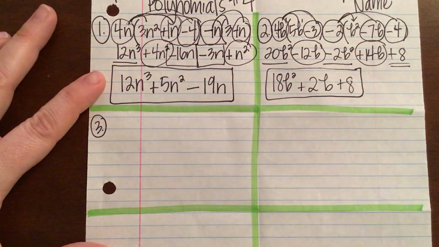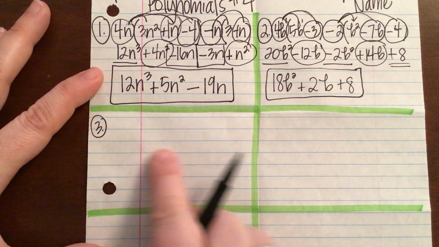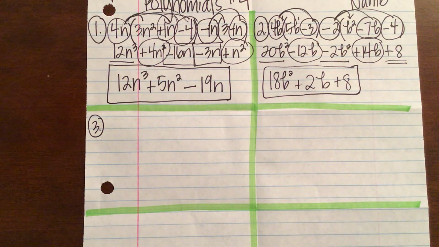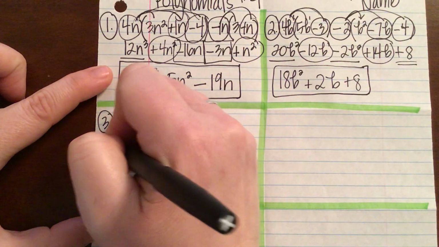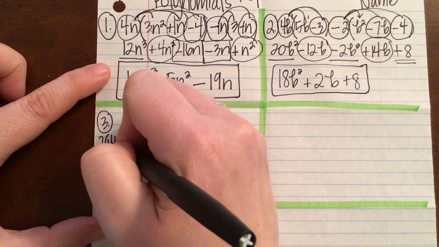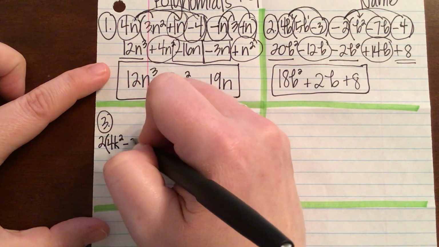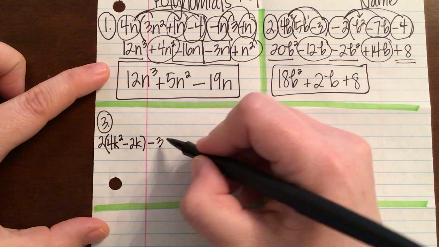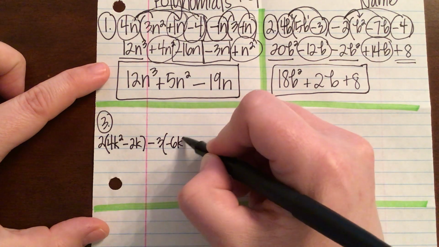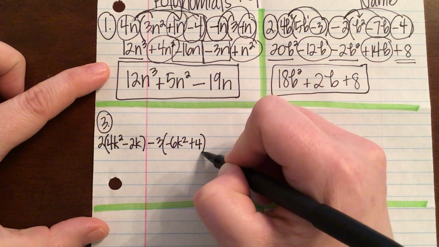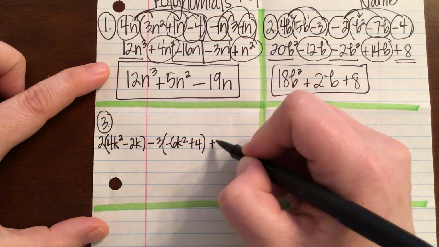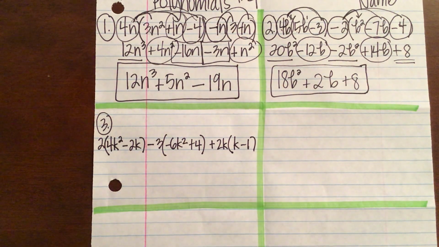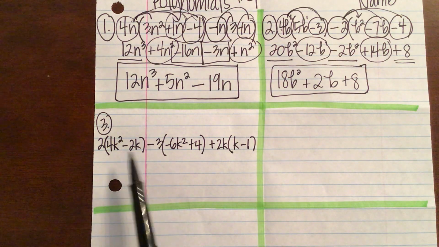Problem 3. I'm actually going to start down here because it's rather long. It's not huge, but it's just a little bit longer. So, 2 times 4k squared minus 2k minus 3 times negative 6k squared plus 4 plus 2k times k minus 1. So each time it's a monomial times a binomial, but we have it 3 times.